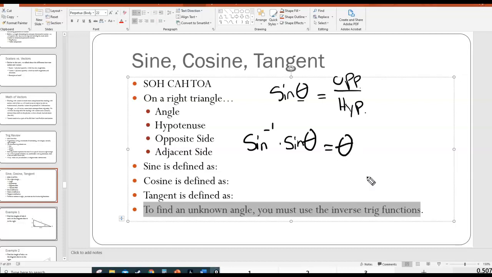There's also an inverse cosine and an inverse tangent, and you should be able to find those buttons on your calculator as well. You would only use inverse trig functions in situations where you're trying to find an unknown angle. So just something to keep in mind. Alright, so let's do some examples, and then we'll finish up this video.